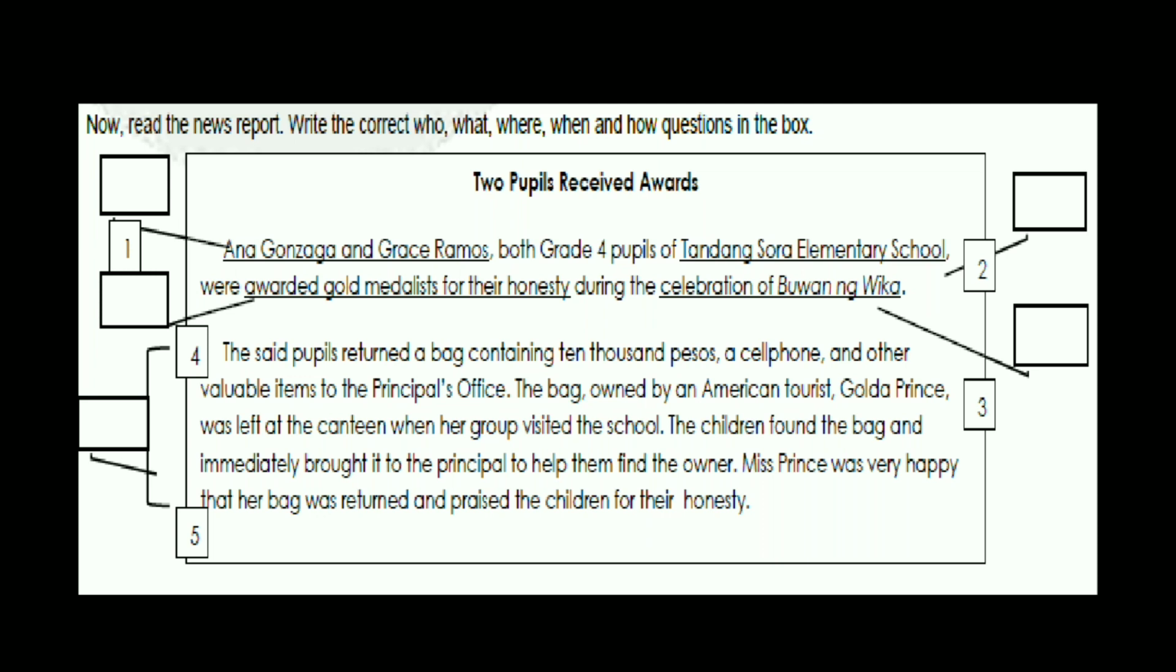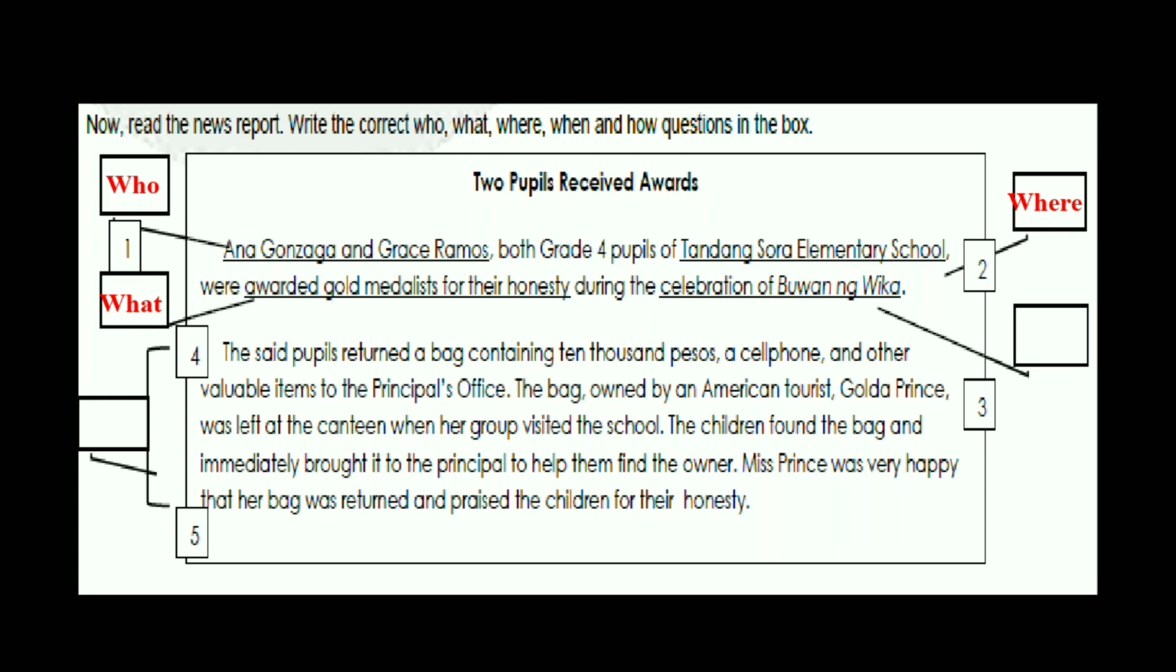Okay, let's look at the first underlined words. We have Ana Gonzaga and Grace Ramos. So, what WH question should be put in the box? Okay, so the underlined words answer the question, who. Okay, so we also have the Tandang Sora Elementary School. So, what's that? It answers the question, where? Okay. For awarded gold medalists for their honesty, it answers the question, what?